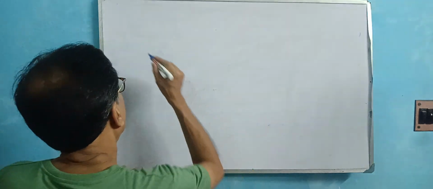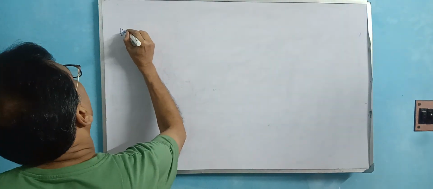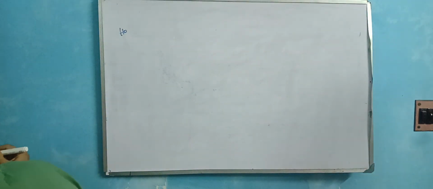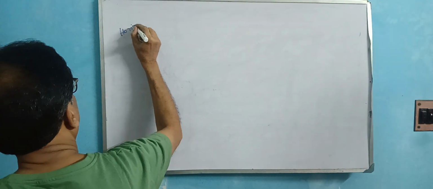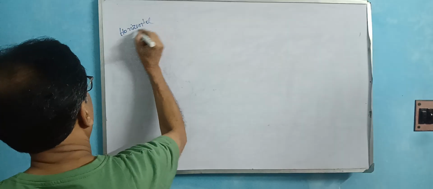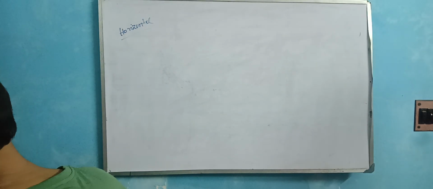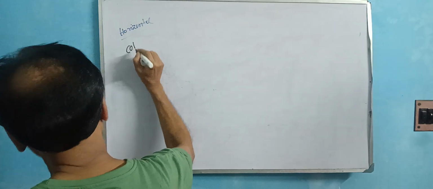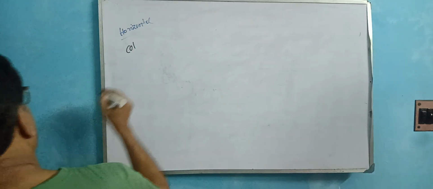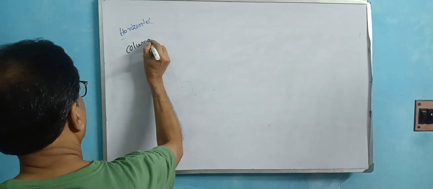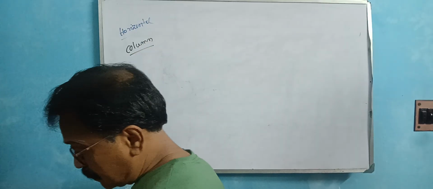One is the horizontal and one is the column process. So now let's discuss one sum.